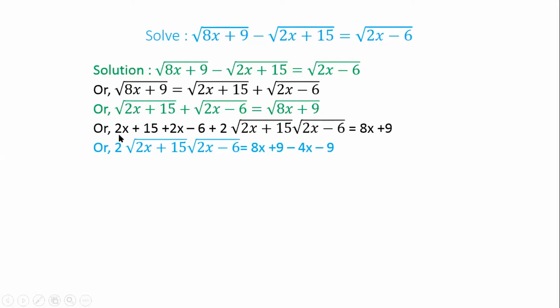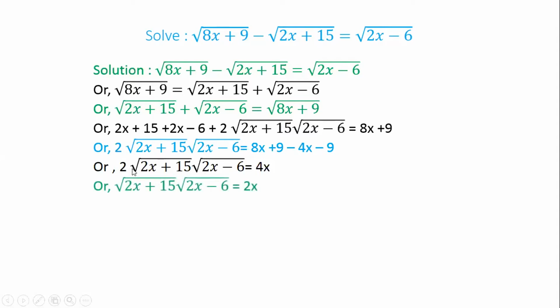Because you know 2x plus 2x equal to 4x, and if we change the side, we get minus 4x. 15 minus 6 equal to 9, and if we change the side, we get minus 9. 8x minus 4x equal to 4x, 9 minus 9 equal to 0. If we divide this equation by 2, then we get root over 2x plus 15 root over 2x minus 6 equal to 2x.